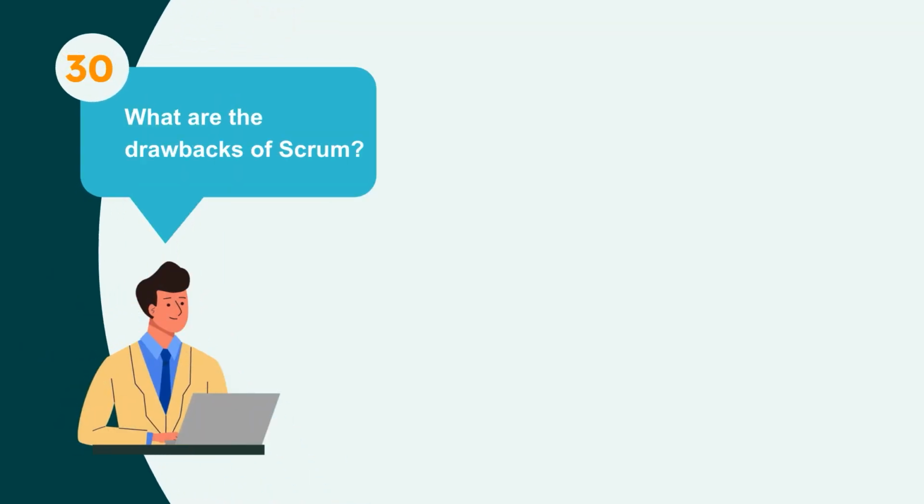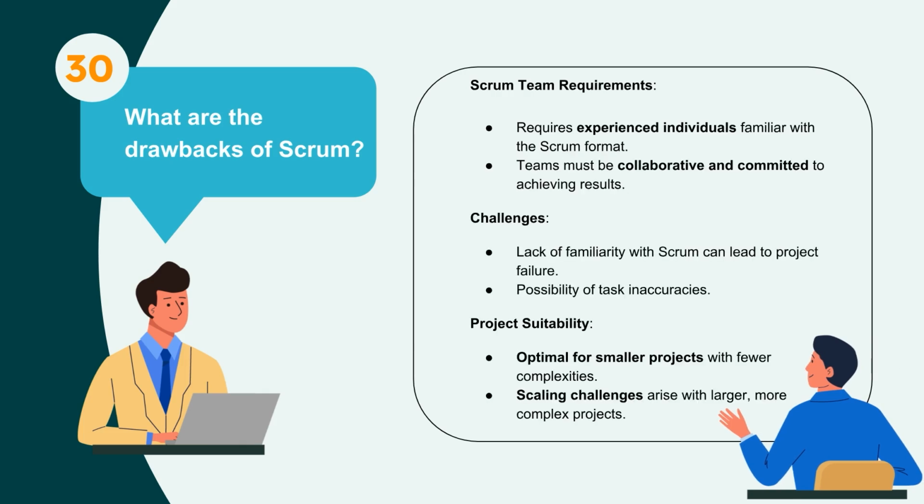30. What are the drawbacks of Scrum? Scrum requires individuals who are experienced with the format. Teams need to be collaborative and committed in order to guarantee that results are achieved. Those who aren't very familiar with the format can cause the termination of a project. While there may be a possibility for tasks to have inaccuracies, it is more optimal for smaller projects. It works well for small teams, but scaling it up becomes difficult with larger projects that have many complexities in their makeup.